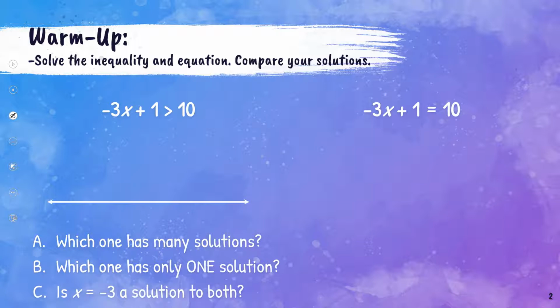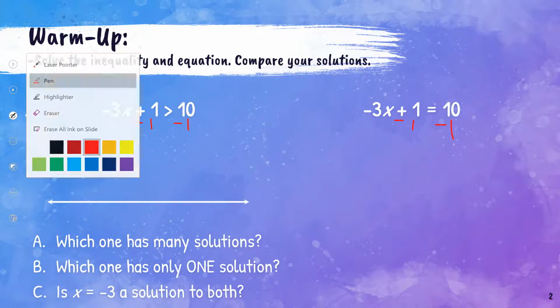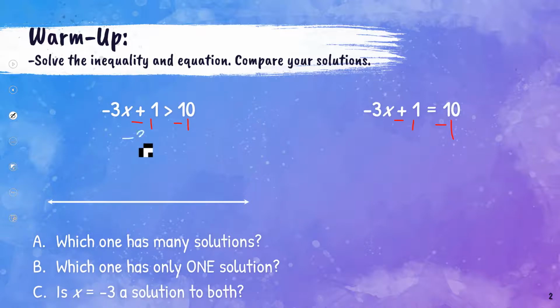For both of these, we're going to do the same first step. We're going to use the subtraction property of equality because we are trying to isolate our variable terms. Whatever you do to one side of the equation or the inequality, you've got to do to the other. So I'm going to subtract 1 from both sides of both my equation and my inequality. I'm going to have negative 3x is greater than 9, and negative 3x is equal to 9.